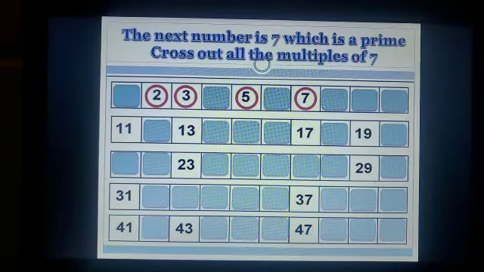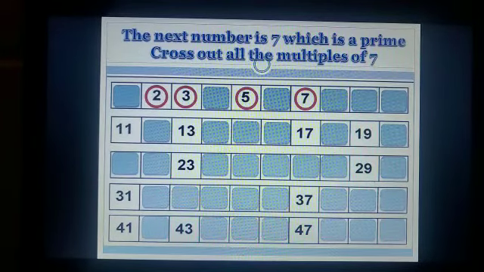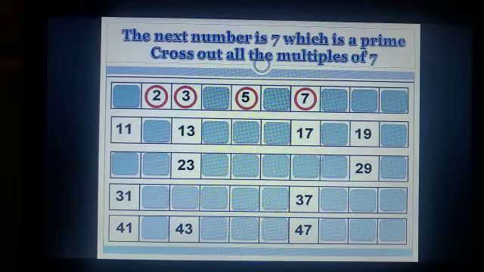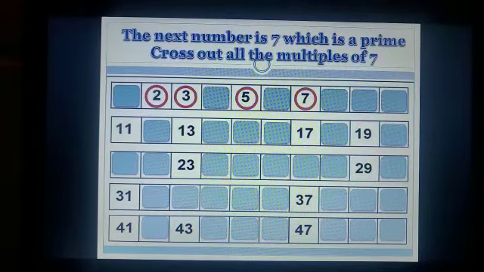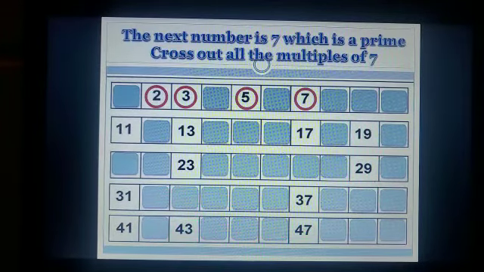In our grid, we have numbers left that are all prime numbers. Remembering primes again means that it can only be divisible by itself and 1. These are the numbers that are prime numbers up to 50.